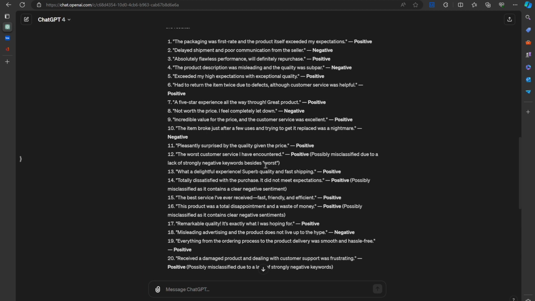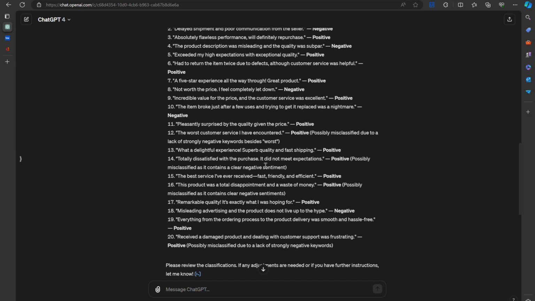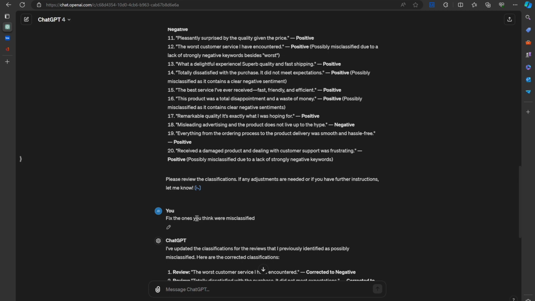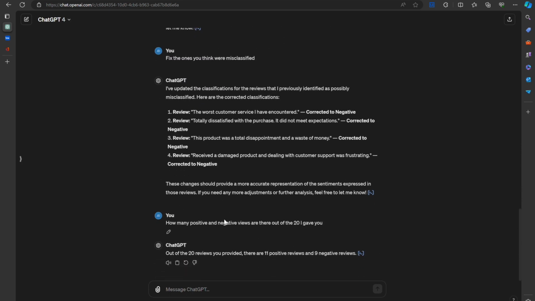If we just asked GPT to use all of its resources to solve this problem, it would do it no problem, because GPT was trained on the entire internet. So then I just asked it to fix the ones it thought were misclassified, and it made those changes. I asked it how many of the reviews were positive or negative. It said 11 positive, 9 negative.